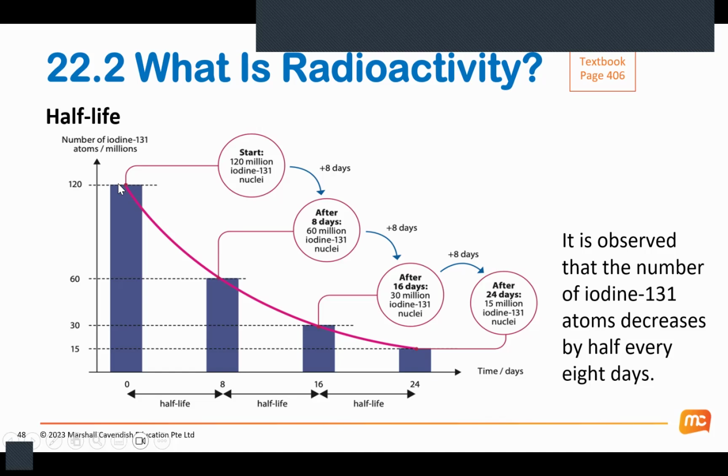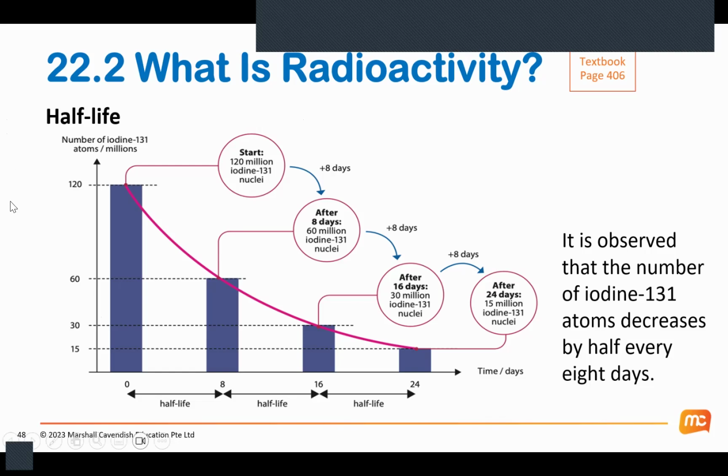So half of it has decayed. 120 divided by 2 is 60, so I have decreased by 60. I'm left with 60, half of it only, in 8 days. Then after another 8 days, again half of 60, which is 30, would have decayed. So I will only be left with 30 atoms of iodine-131 now. And after another 8 days, again half of 30, which is 15, will have decayed, and I'm left with another 15. So this is what I meant by half-life.